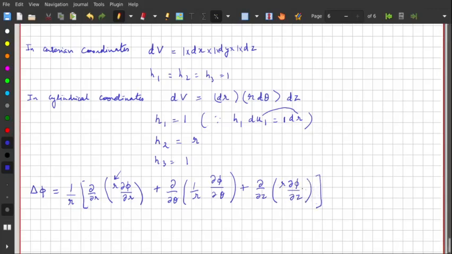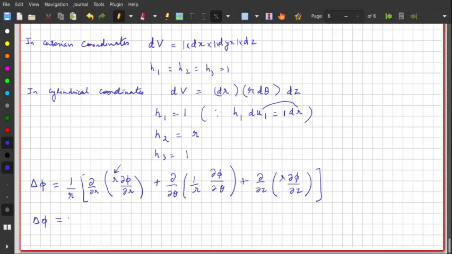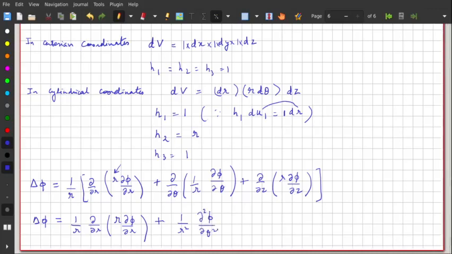Okay, and if we now just open the brackets, we will have the Laplacian of the scalar field Φ in cylindrical coordinates given by 1 over r ∂/∂r of r ∂Φ/∂r, plus 1 over r squared ∂²Φ/∂θ², plus ∂²Φ/∂z². Okay, so that's the Laplacian in cylindrical coordinate systems.